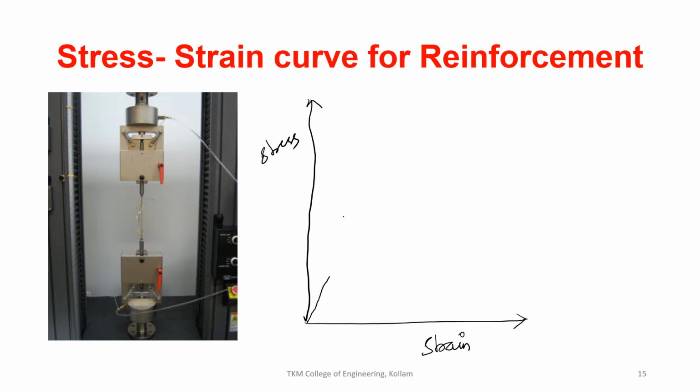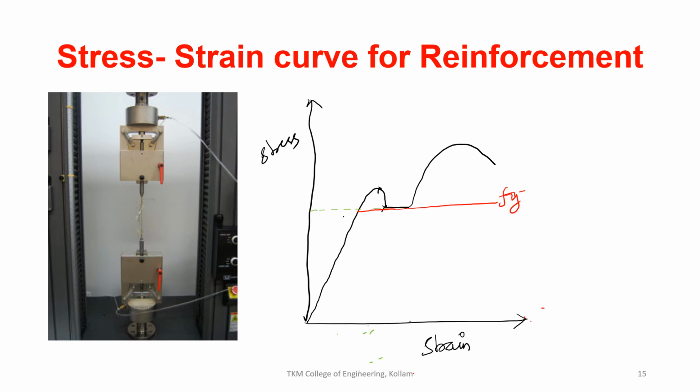You will get a curve that initially is linearly varying, and after this it will be like this. This is the lower yield point and this is the upper yield point. So the characteristic strength or the yield strength of the mild steel is taken as the stress corresponding to the lower yield point. For the idealized stress strain curve, we will assume that after the yield point there is no further increase in stress. We will assume this as a straight line, and this value of stress is called Fy.